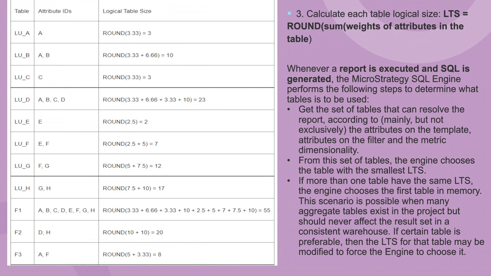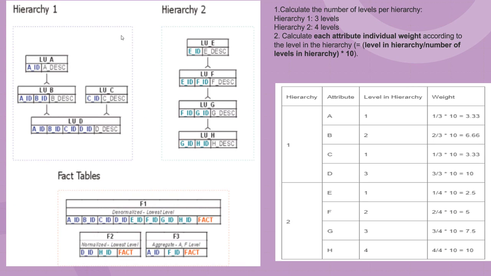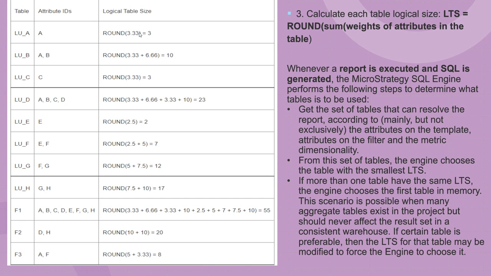Now let's see the third step, where we are going to see each and every table, whether it's a lookup table or the fact table, and all the attributes. So we are going to take the sum of all the weights of those attributes and round it off. So for lookup table A, you remember, if you go back, lookup table A has only one attribute. So rounding of 3.33 is going to give you 3.